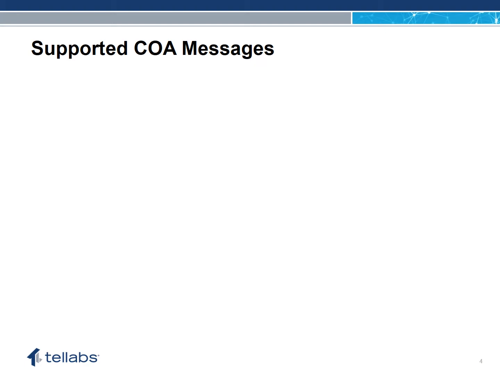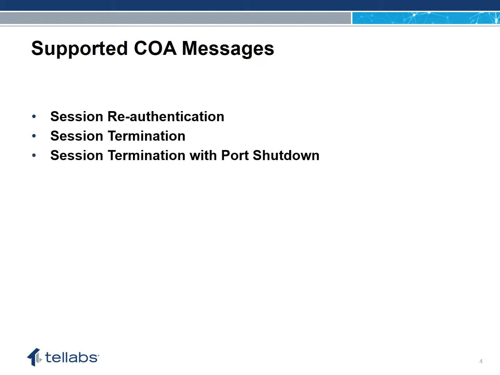COA supports these messages for additional control: session reauthentication, for forced reauthentication of a port; session termination, which allows terminating a user immediately from the network; and session termination with port shutdown. This terminates a session and shuts off the port afterwards, which prevents further access after the session is terminated from that port. Admin is required to manually bring the port back up before it can be used again.